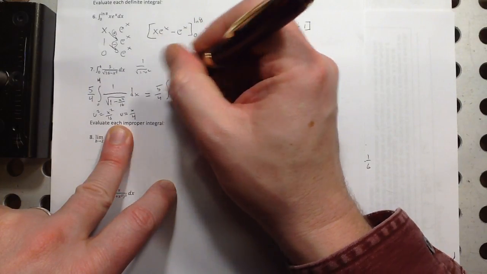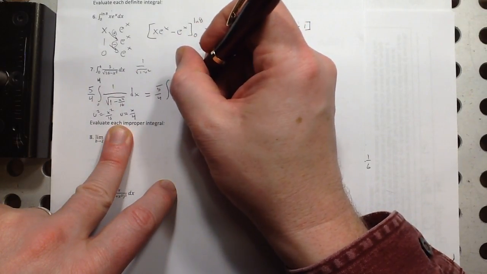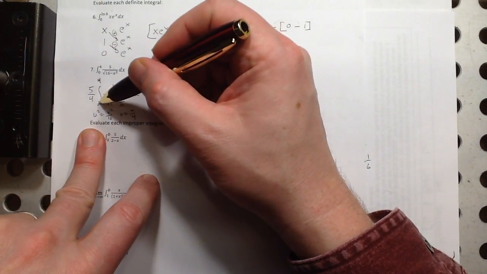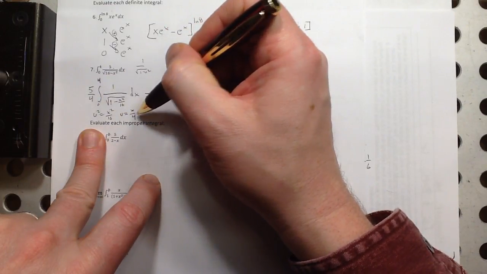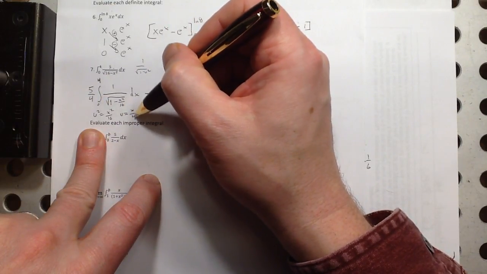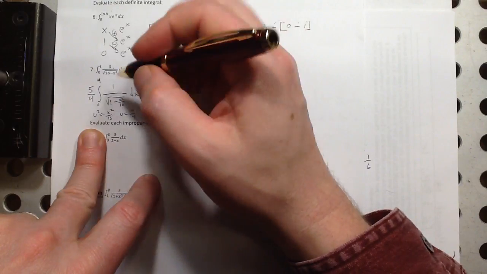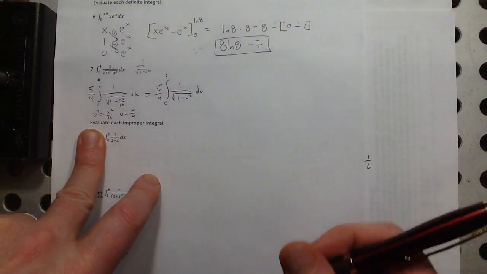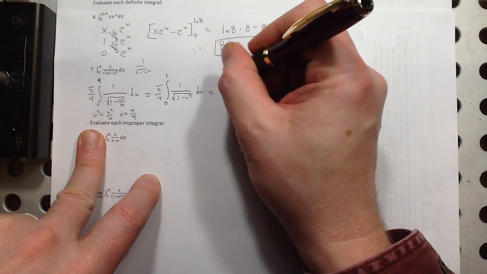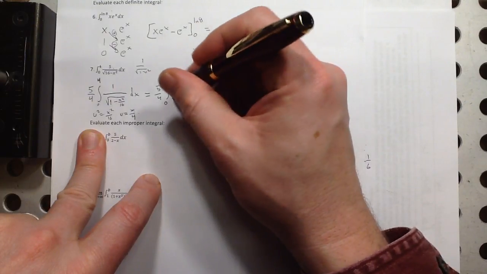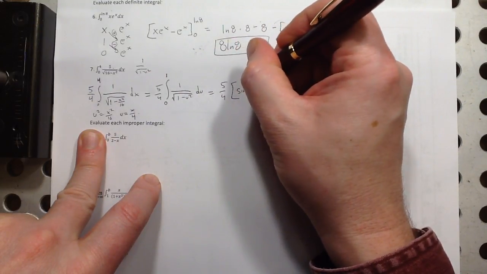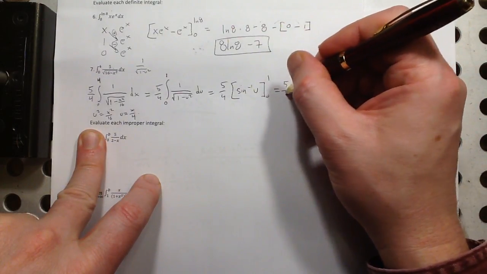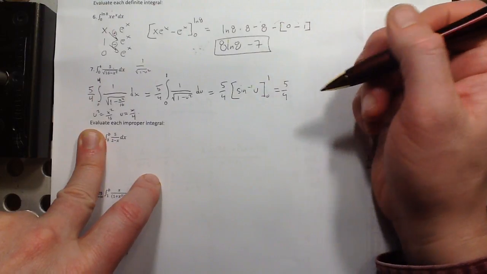On the inside here, I've done what I needed to do to get this to look like sine inverse. Now, what will my limits of integration be? To find those, I need to take my x numbers and turn them into u numbers. So 0 divided by 4 gives me still 0, and 4 divided by 4 gives me 1. So that's 5/4. The antiderivative of this is sine inverse of u from 0 to 1. So that's 5/4 times the sine inverse of 1.